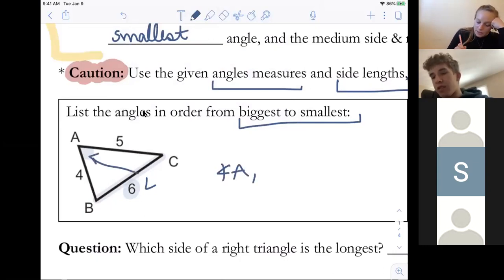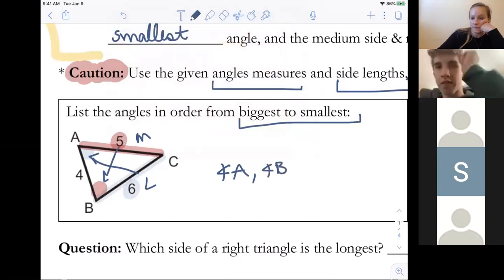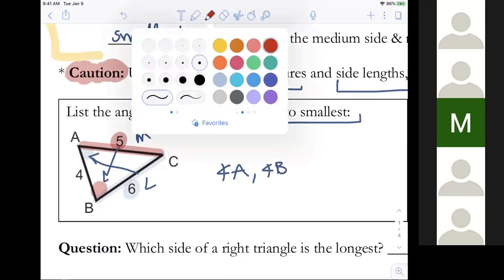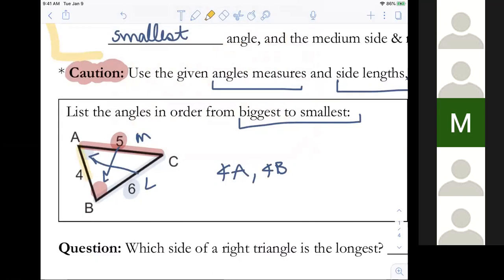Very good. So then what's my medium side? AC, very good. Because 5 is the medium length between 4 and 6. And what angle is across from side AC? B, very good. So that means that this is the medium side and angle B is the medium angle. And then last we have to do the smallest. What's my smallest side? AB. And the smallest angle is what? C, very good. Maddie, way to help me on that. Good job.